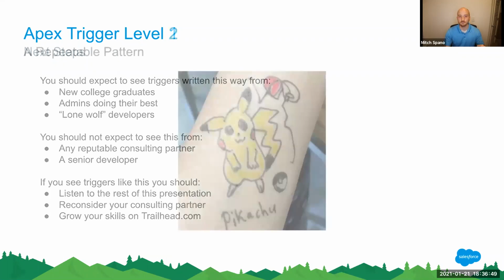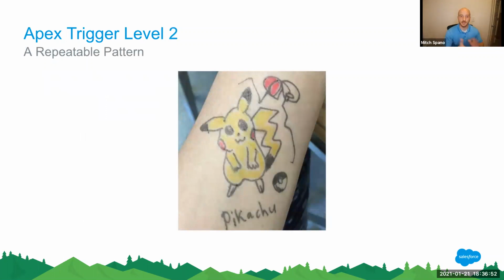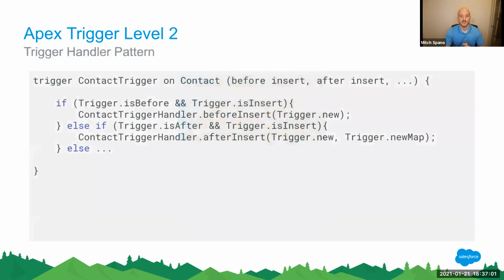After level 1, we get to level 2, right? A repeatable pattern. So you might find this in a lot of different Salesforce orgs where, okay, they don't have the logic in the trigger. But what they do is they create a trigger called, in this case, on a contact object, and then they check the trigger context. So if we're before an insert, then I'm going to call the contact trigger handler dot before insert method. So they'll take the logic away from the trigger and put it into the contact trigger handler itself. And then they just have these if-else statements that'll check the context and call the appropriate logic.